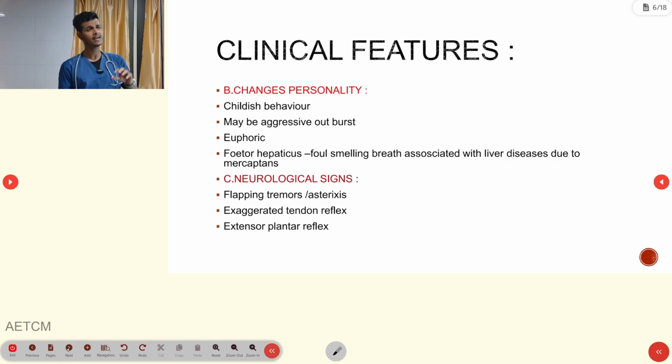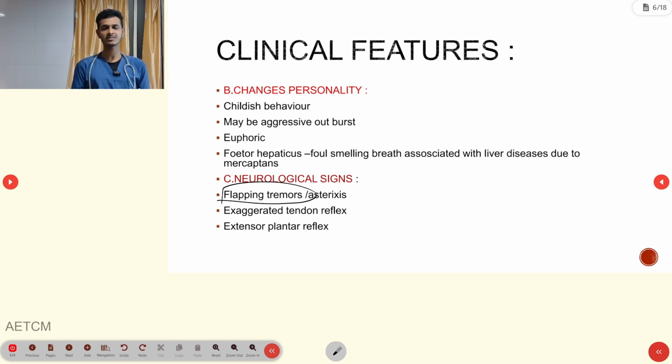Regarding personality, childish behavior, and sometimes the person may be aggressive, with outbursts, or in a euphoric state. Euphoric means an over-excited state. And then fetor hepaticus means a foul smelling breath. Mainly in liver disease, we can get a foul smell in their breath. Coming to neurological signs, there are flapping tremors or asterixis. Tremors are involuntary movements. Flapping tremor means the person is unable to maintain the posture of an extended wrist.